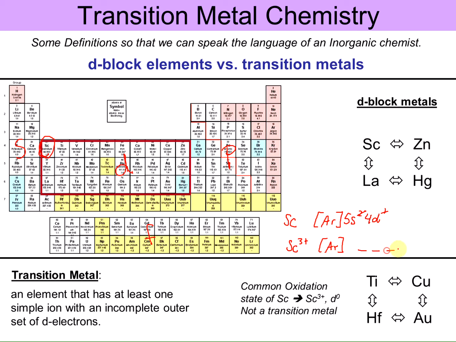So there are no electrons in those 4d orbitals. They're completely vacant. So if there's no electron there, there's no electron to transition.